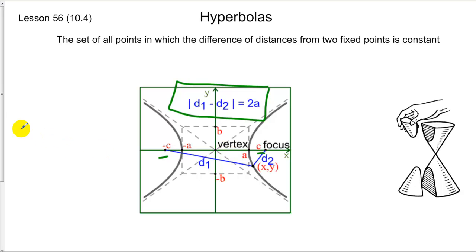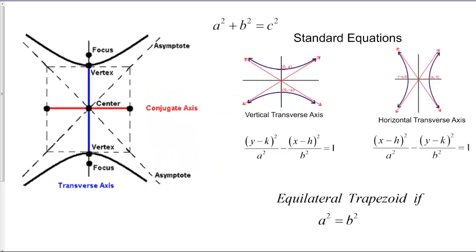And if we break down all the pieces of our hyperbola, you'll notice that we've still got this center, which is (h, k). The axis that carries the vertices is called the transverse axis. The axis that carries the co-vertices, this is a co-vertex, is called the conjugate axis.